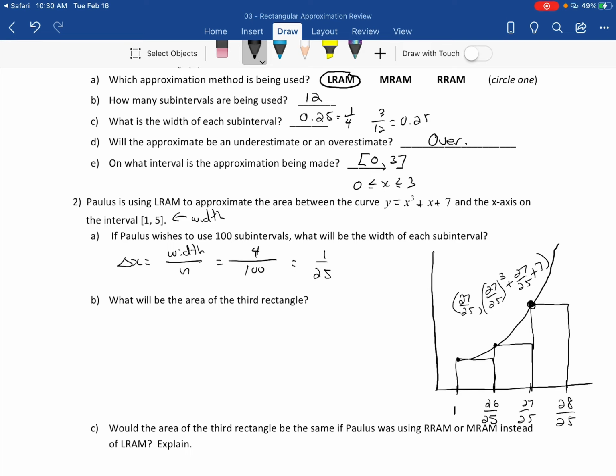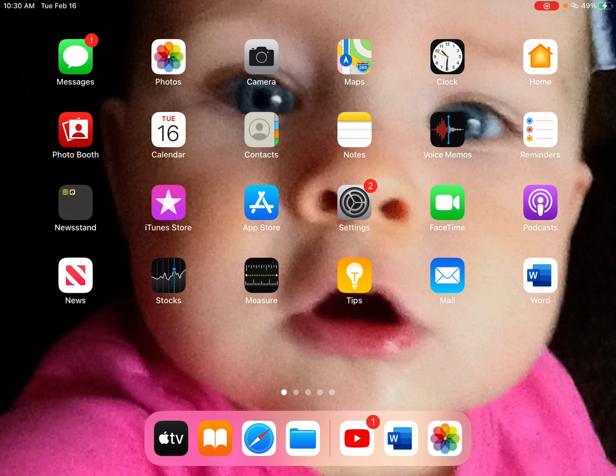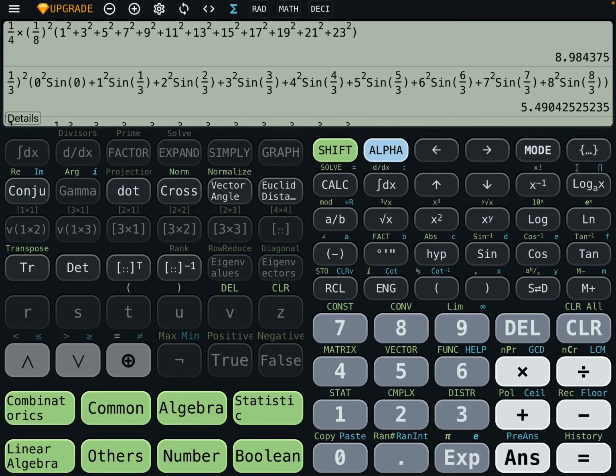So my area of that third rectangle is just base times height. And the base of each rectangle is 1/25th wide. I found that out above. And the height here is the y value on that rectangle, which would be 27/25ths cubed plus 27/25ths plus 7. That whole thing multiplied together. And let's just practice typing that in the calculator here. Where did I put my calculator? There it is.